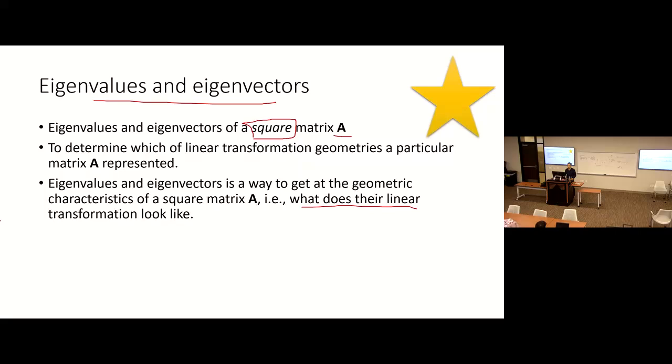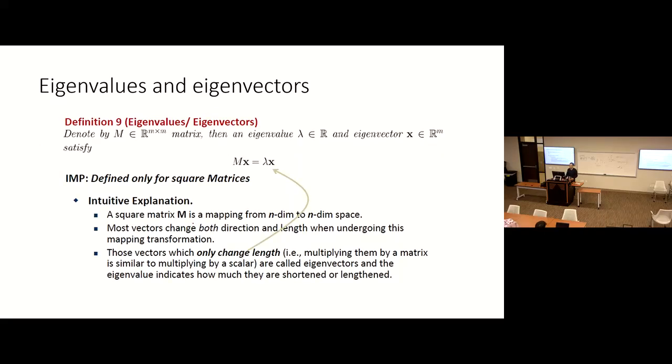What does the linear transformation look like? You will always see different ways to write this, so you just need to get familiar with it. M is basically the matrix A. So in that case, the writing is M times X.